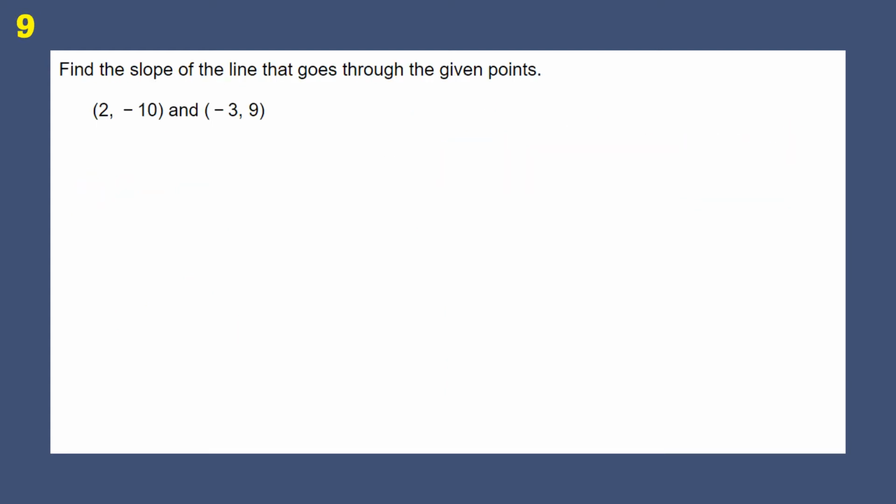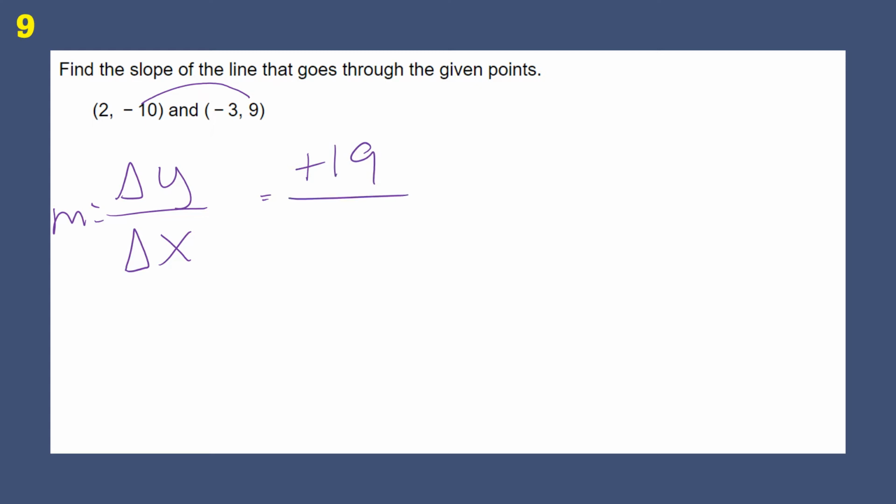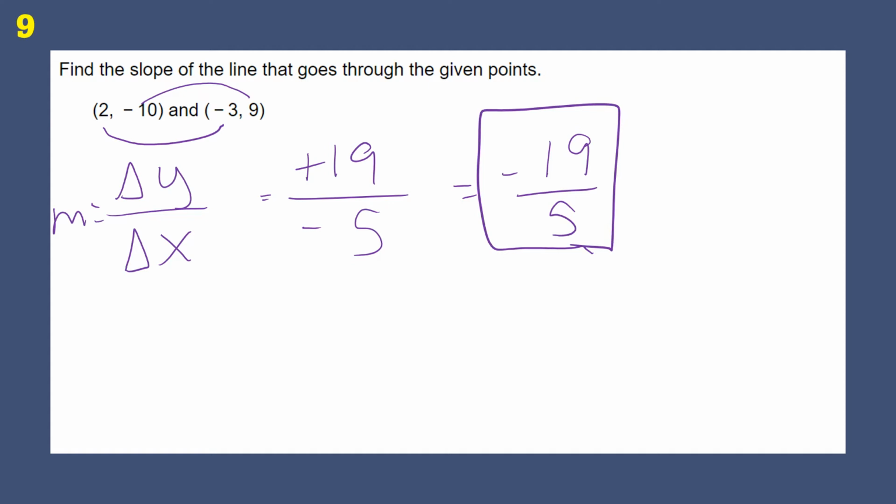Find the slope. Now, the slope is the change of y over change of x. In other words, we're going to say delta y over delta x is our slope. And so we're just going to say, how much did the y change? From -10 to 9, it went up 19, okay? So the change was up 19. And from 2 to -3, how much did the x change? It went down 5. We're going to simplify that a little bit. I'm just going to put -19 over 5 because it doesn't simplify much. And that's my slope.